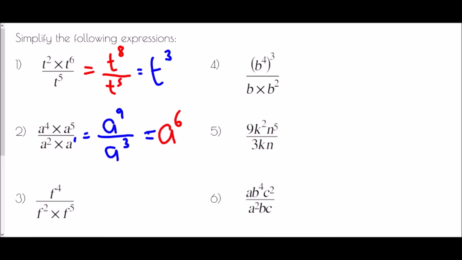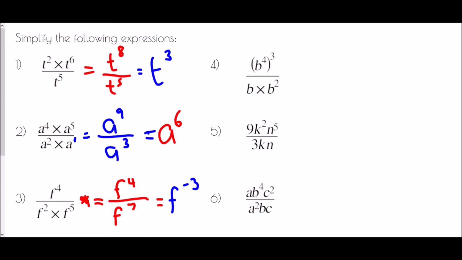Question 3, we've got f to the power of 4 being divided by f squared times f to the power of 5. And so that gives us f to the power of 4 at the top, nothing has changed there, but at the bottom this is f squared times f to the power of 5. So we need to add those two powers together. It will be f to the power of 7. When we deal with that, we've then got a division, so that means we've got a subtraction of the powers. 4 take away 7, well that would be negative 3.